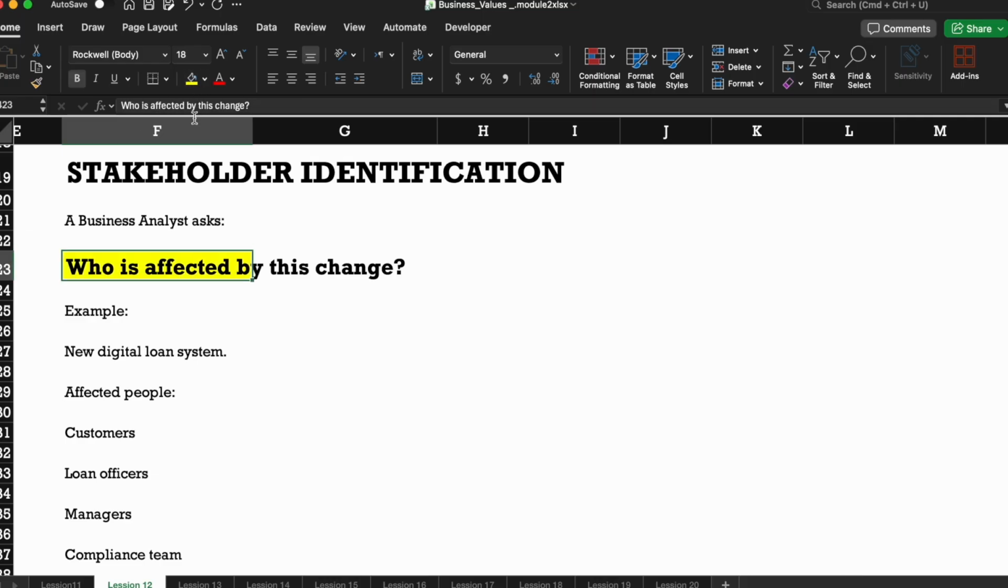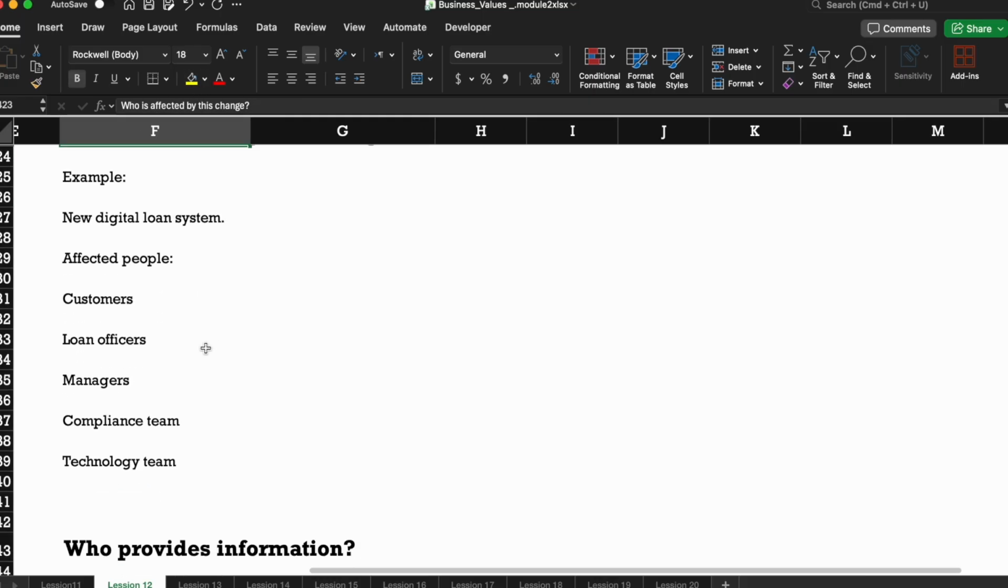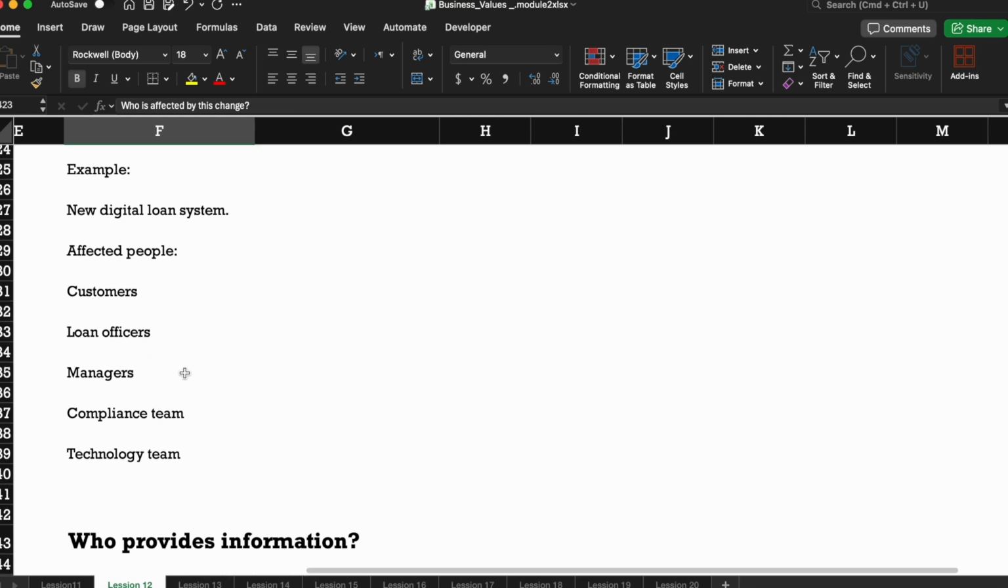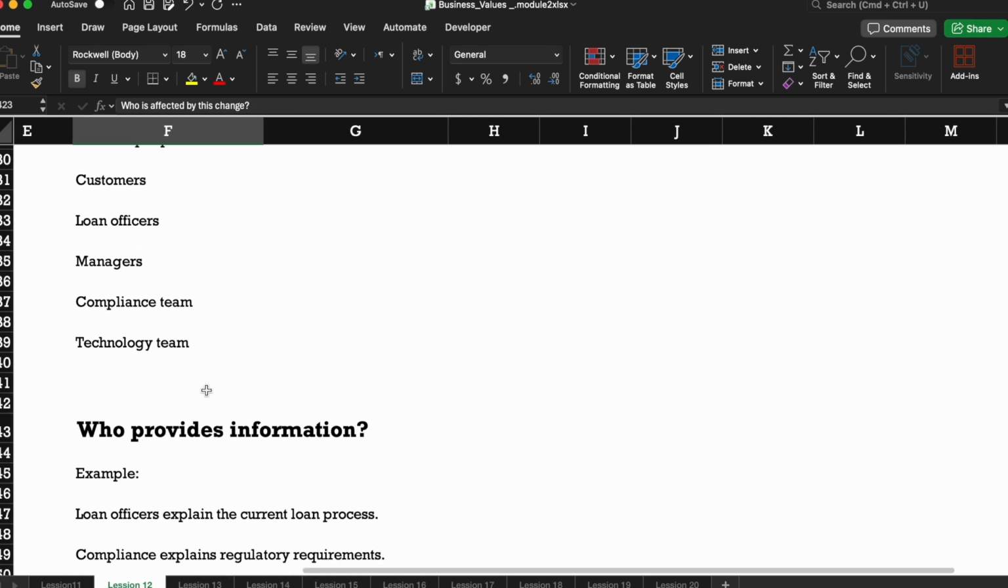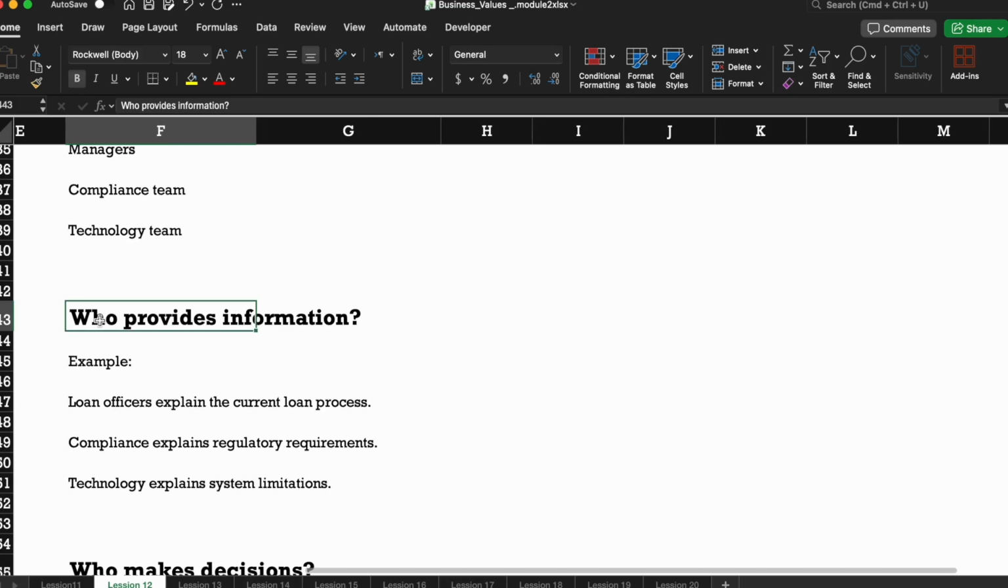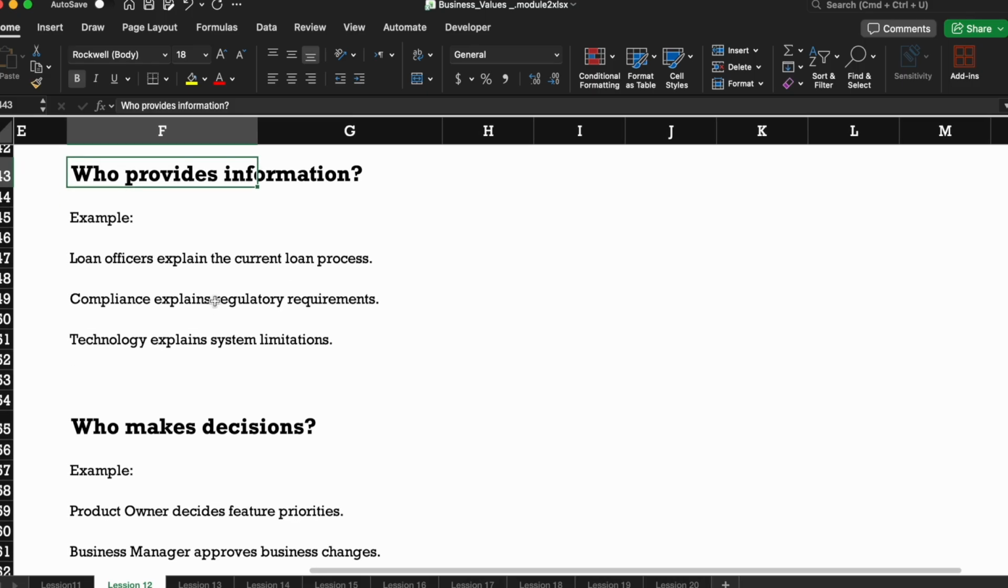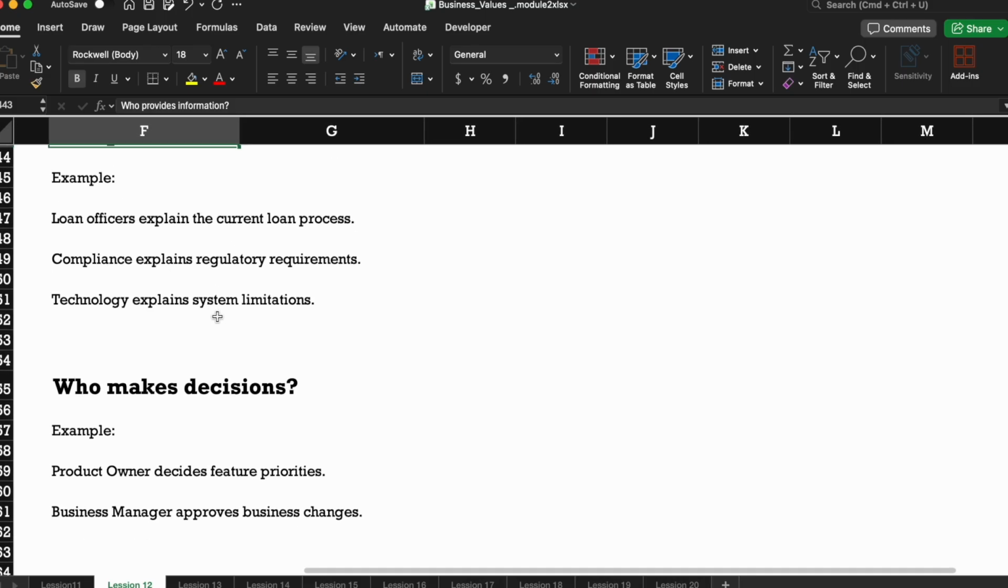So this is how you identify who are the right people to talk to. For example, for a new digital loan system, the affected people are: customer, loan officers, managers, compliance team, technology team. Who provides information? For example, loan officers explain the current loan process, compliance explains regulatory requirements, technology explains system limitations.